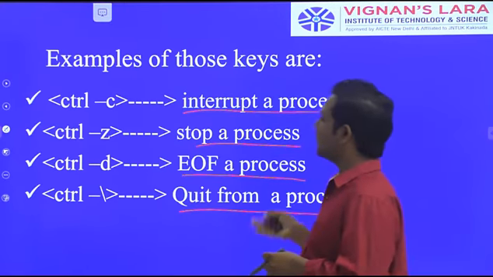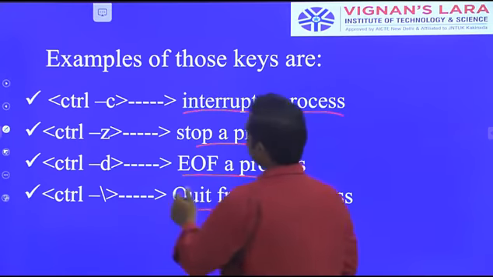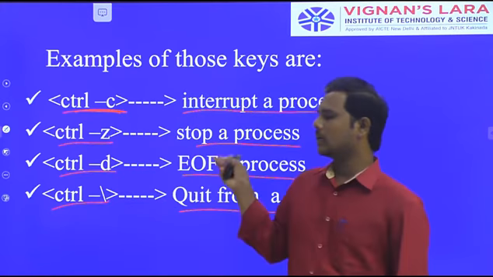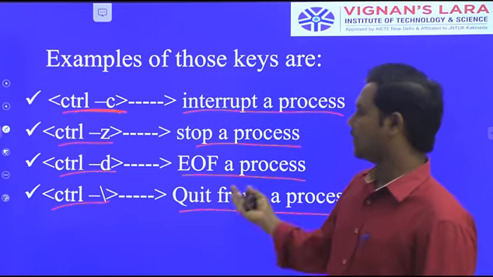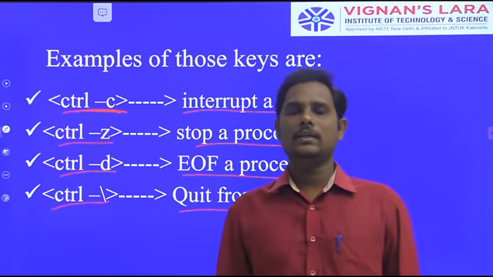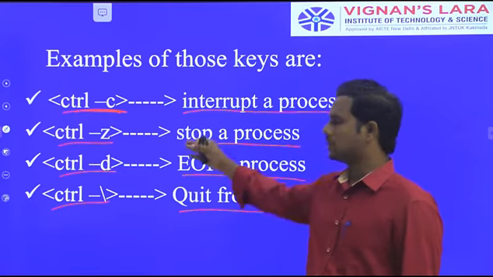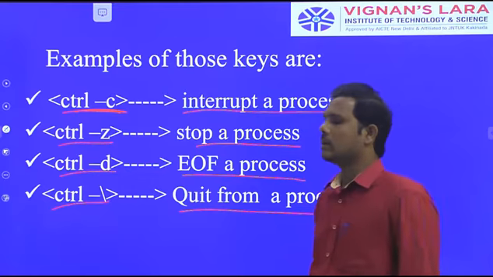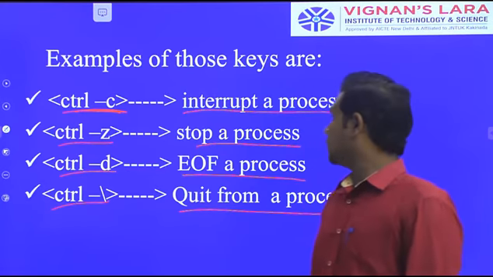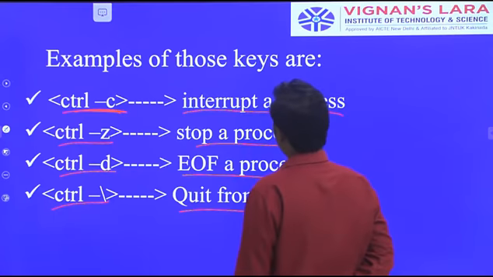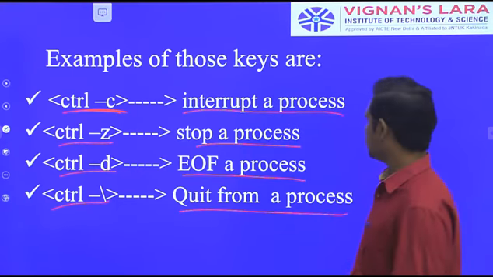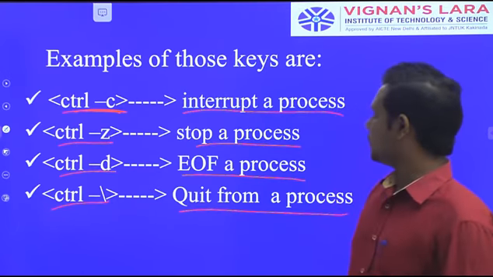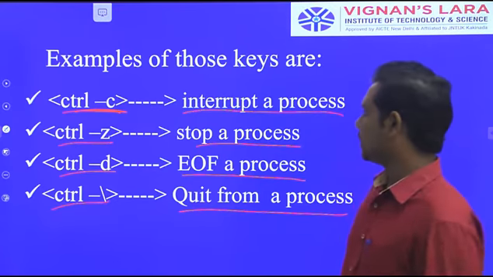Regularly we use these control keywords in the terminal. Control C, Control Z, Control D, Control slash, all of these are used in terminals. Control C means interrupt the process. Control Z means stop the process; any process you can stop using Control Z. Control D means end of the process. Control slash means quit from the process. These are used in the terminal process.